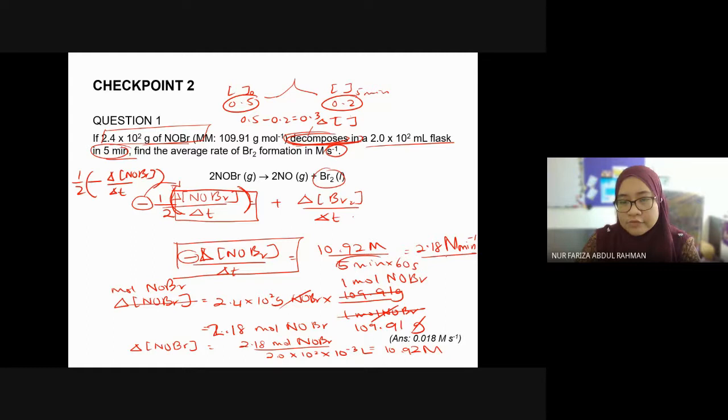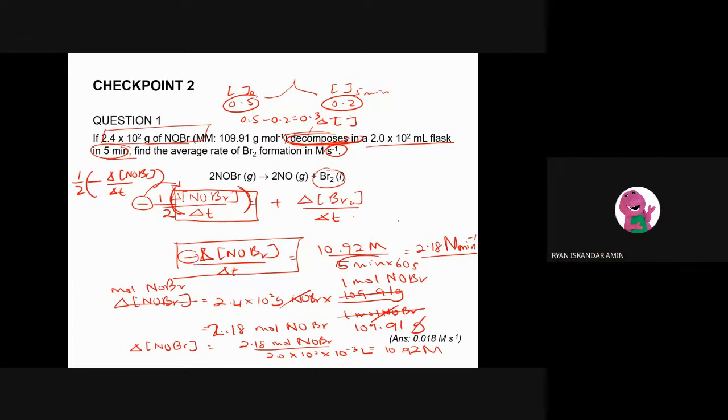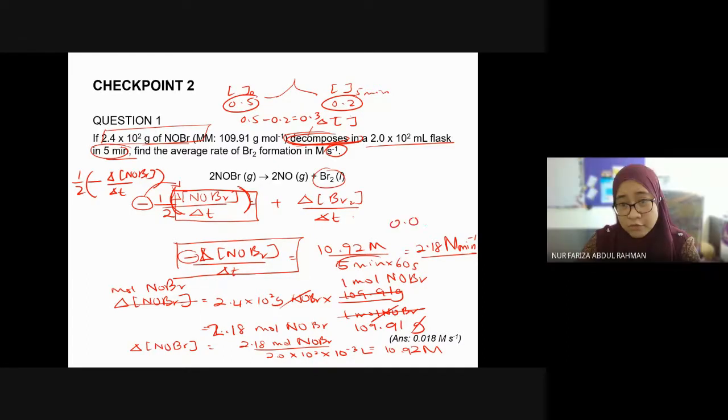So you have to times with 60 seconds, and then this one changes to how much? What is the answer? 2.18 still? 0.036. 0.036 molar per second. Okay, all right. So this one you can translate into this.